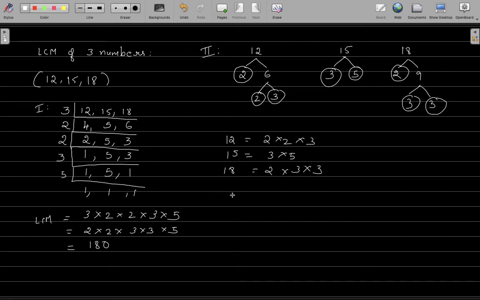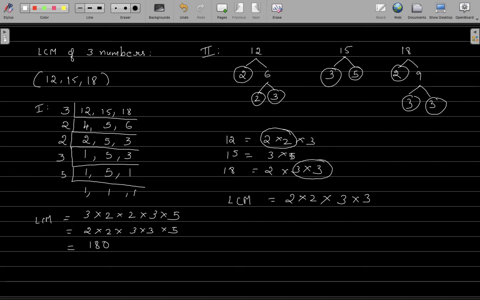Now how do you write LCM? LCM of these numbers will be the product of the prime factors repeated maximum number of times. Now you can see 2 times 2 times 3, in this you have a prime factor 2 which is repeated twice. In this you only have 3 and 5. In this you have 2 times 3 times 3, that is 3 is a prime factor which is repeated twice. So let us write first 2 times 2 times this second set which is 3 times 3.